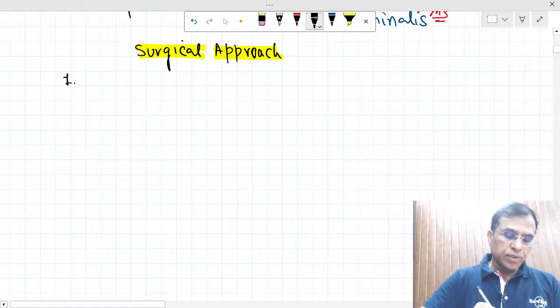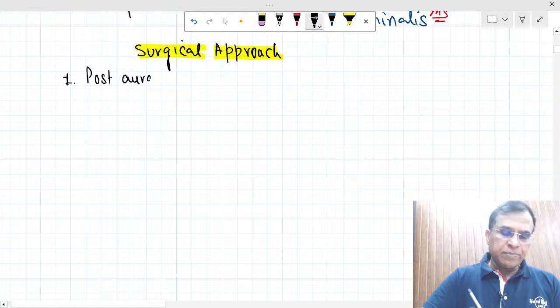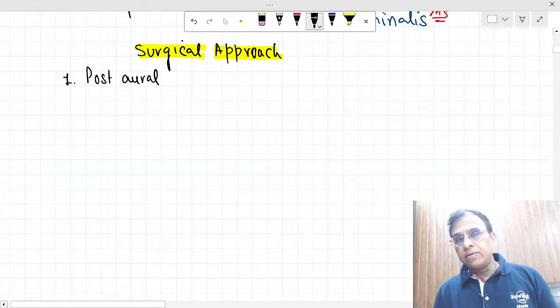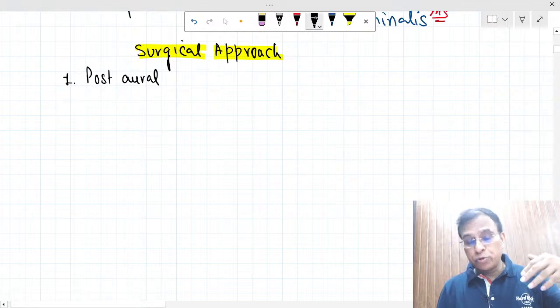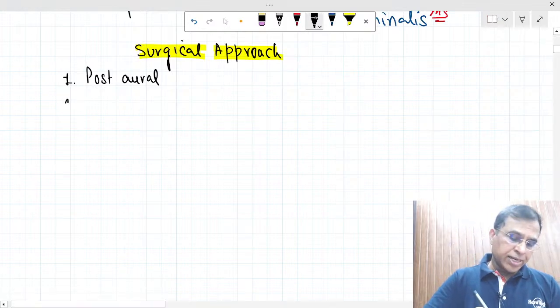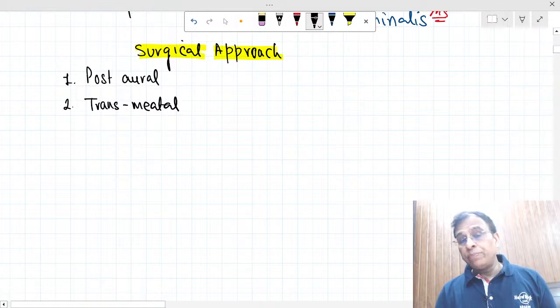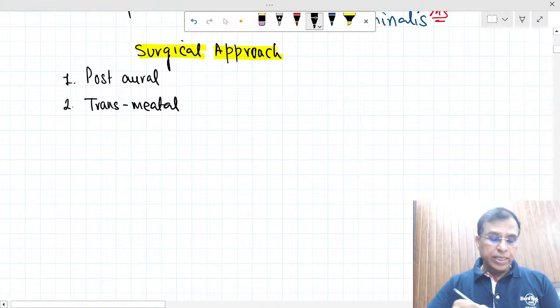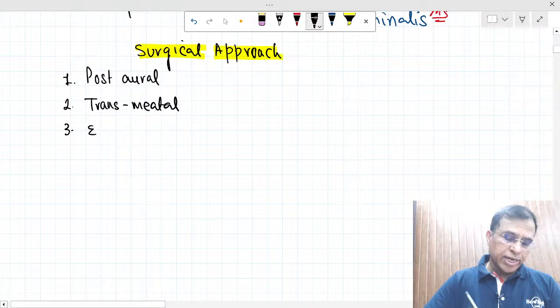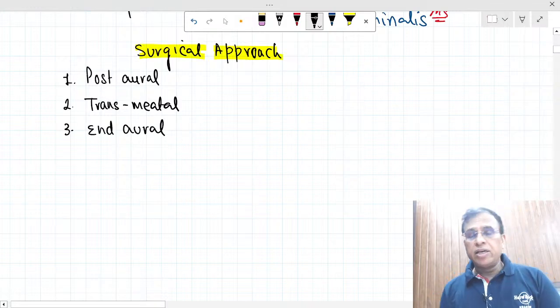One is called the post-aural approach. As the name tells you, we enter the middle ear from behind the pinna, post-aural. The second approach is the transmeatal approach. Meatus, remember, the opening of the canal is called the meatus. So through the meatus we enter the middle ear. And the third approach is called the endaural approach. In the endaural approach, we enter the ear from the front of the pinna, right?